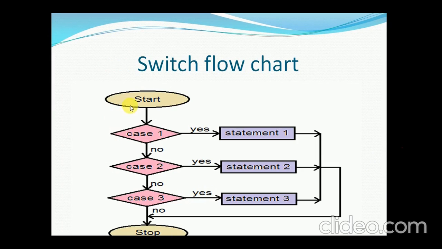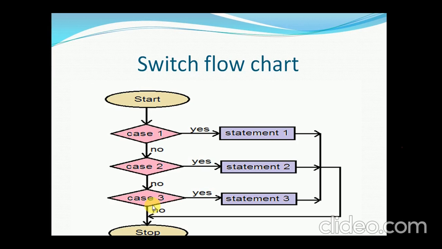Look here. First we pass one value over here that will be matched with case 1. If case 1 is true, that means 1 is matched with 1, statement 1 will be executed, and then it comes directly to the stop. If case 1 does not match the given value, then case 2 is checked. If case 2 is satisfied by the variable passed, it executes statement 2 and comes out.